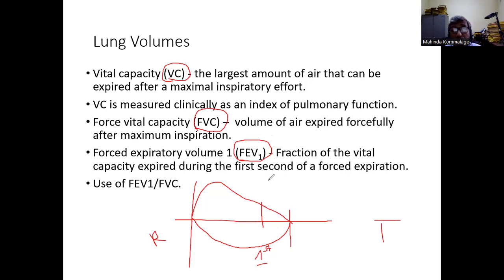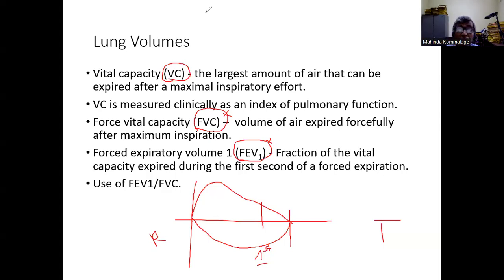Right. So which one should be higher as a volume, this one or this one? Which one is high, FVC or FEV1? As a volume, which one is high? FVC, yes.